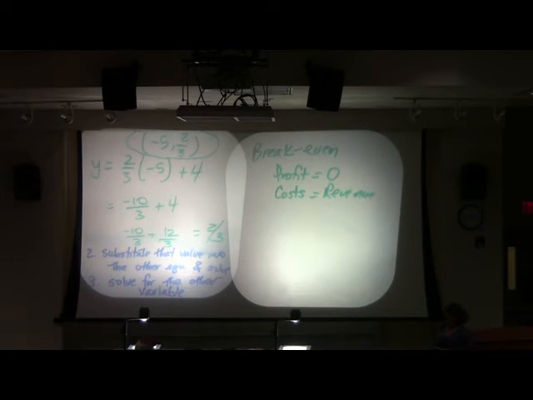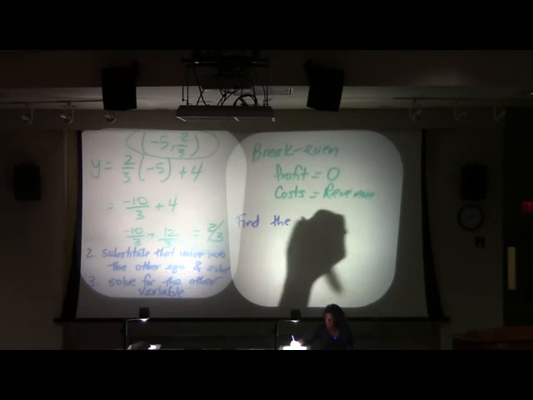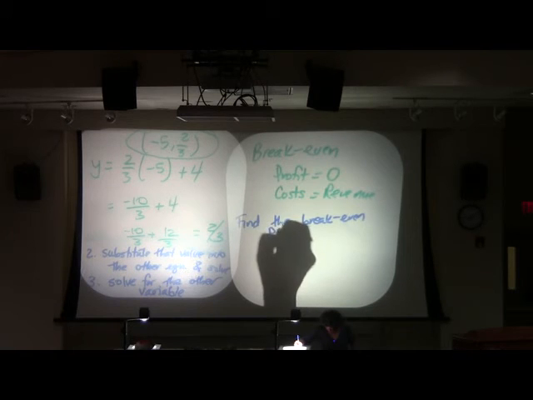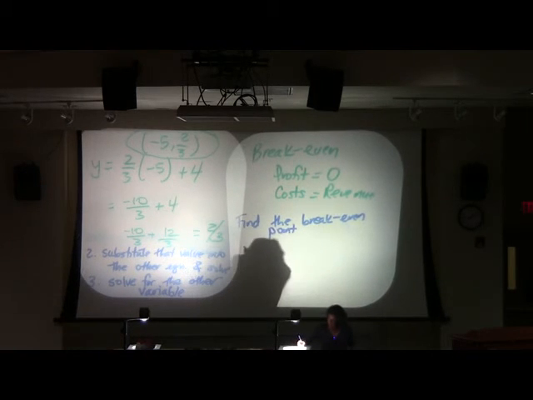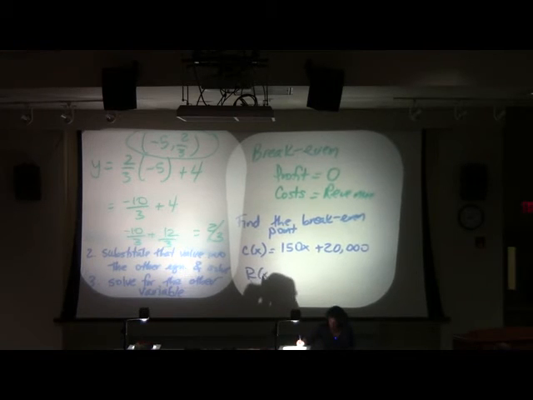Okay? So, I'm doing this one just kind of as a refresher for you guys from 1.3 also. What I want us to do right now is find the break-even point for a company whose cost function is 150x plus 20,000 and whose revenue function is 270x.